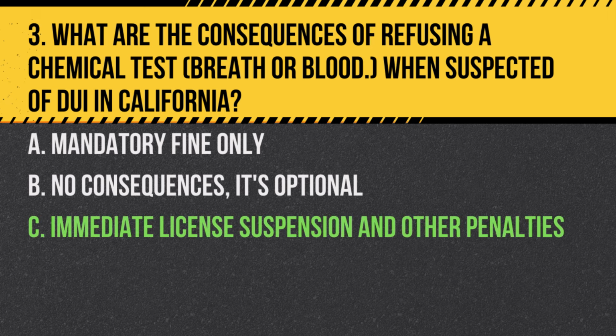Answer: C. Immediate license suspension and other penalties. Refusing a chemical test when suspected of DUI in California results in immediate license suspension and other legal penalties as part of implied consent laws.